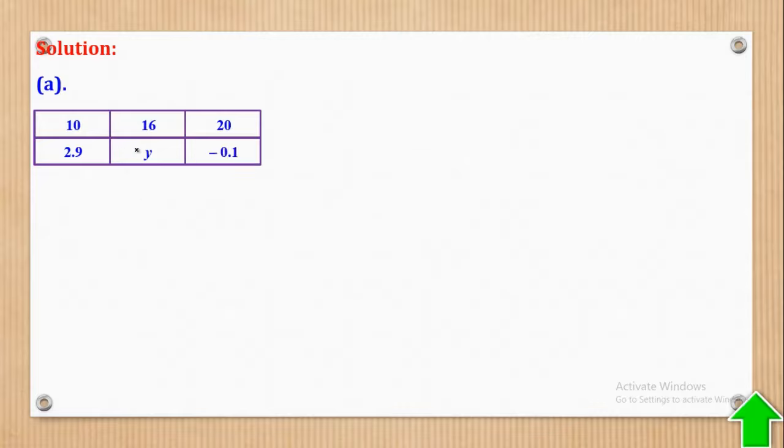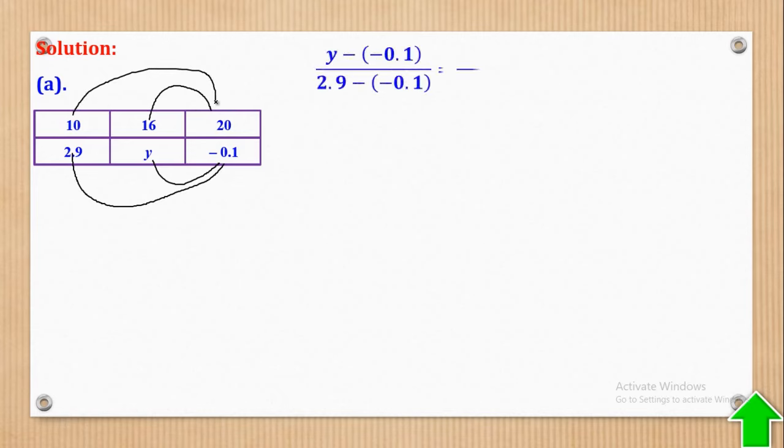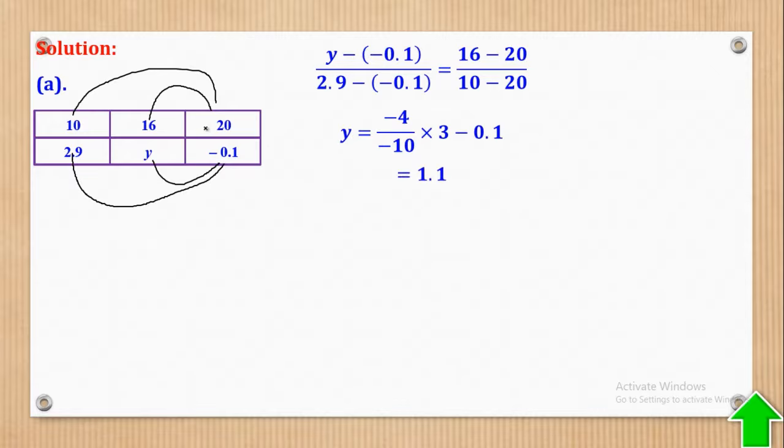So what you are going to do for y, we compare this 2.9 and negative 0.1. It is negative 0.1 which is smaller, so we are going to say y minus negative 0.1 divided by 2.9 minus negative 0.1 is equal to 16 minus 20 divided by 10 minus 20. So when you do that, we shall come up with that. After that, the next thing to do is to make y the subject, and y will be equal to 1.1.